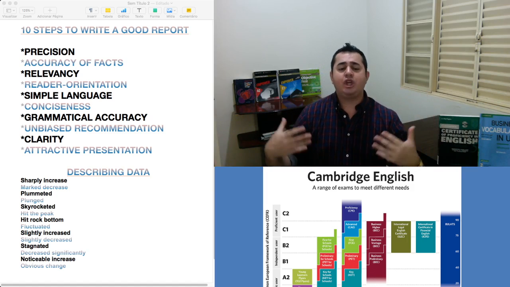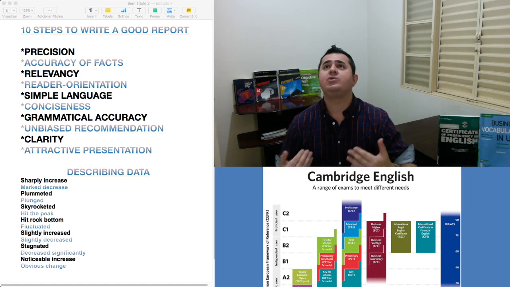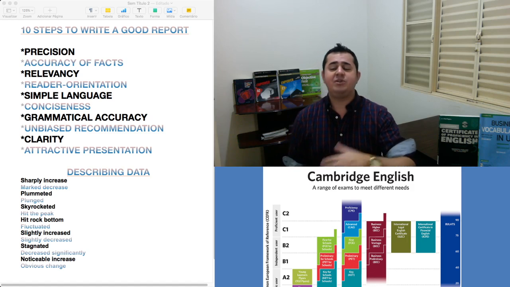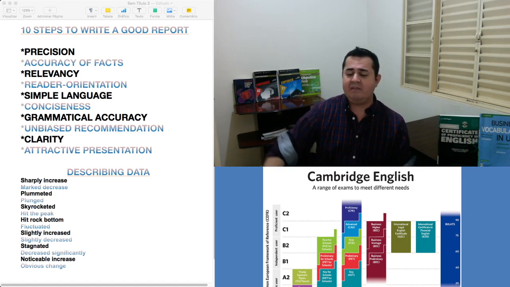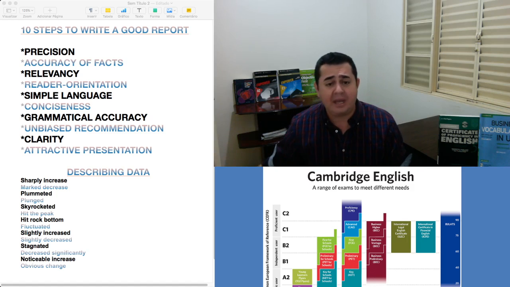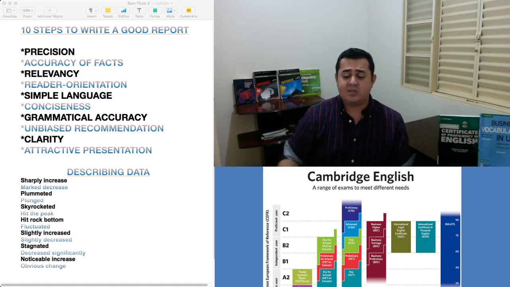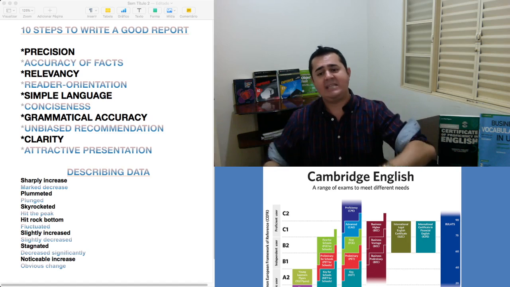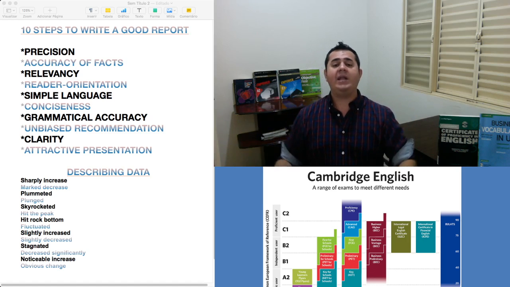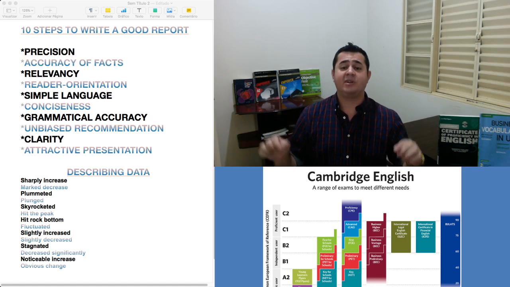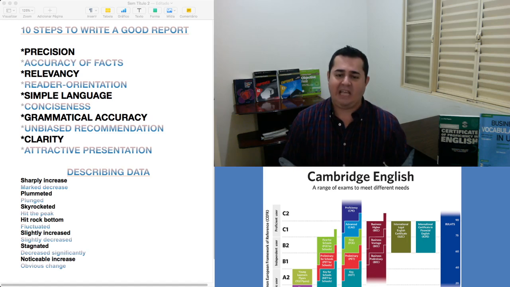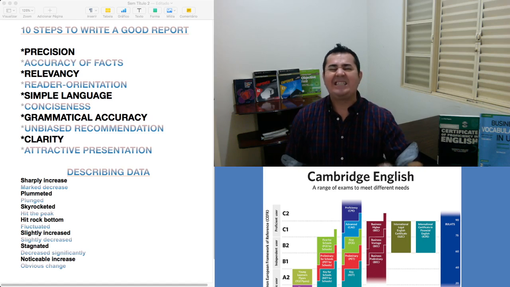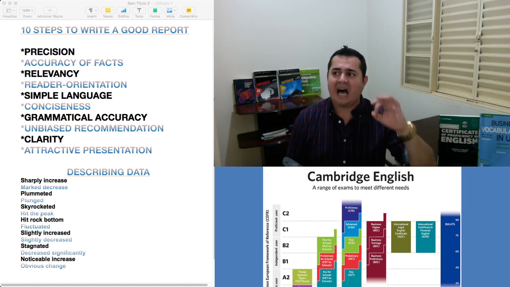So we have to make sure that we know who's going to read our report. If that's universal, if that's going to be given and handed out to the whole company, or if that report is only for one person. In our case here, we're learning to write reports for TOEFL and IELTS certification. So obviously, the correctors, the examiners, they are fantastic.